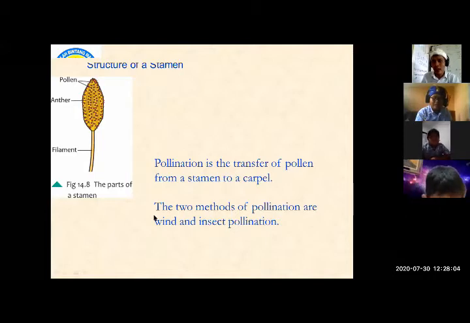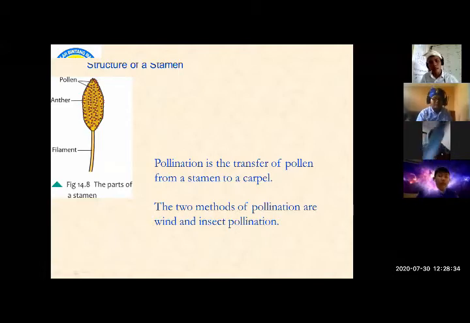How does this pollination happen? How can pollen be transferred from stamen to the carpel? There are two methods. Ada dua metode. Number one, wind. Number two, insect. So, the wind blows and the pollen grain falls, the stigma catches. Okay, that's one way. Number two, the insect comes to the flower and the pollen grain sticks to the insect's foot, and then the insect goes to another flower, and the stigma catches the pollen grain again. So there are two ways. Very cool. Okay, that's how it works. Science is amazing, look at this.